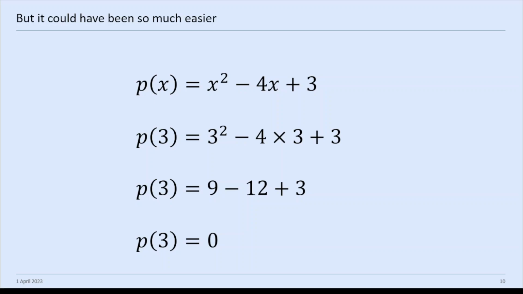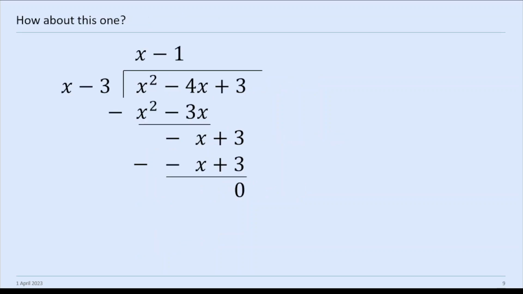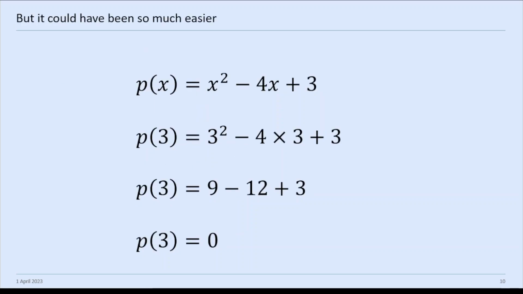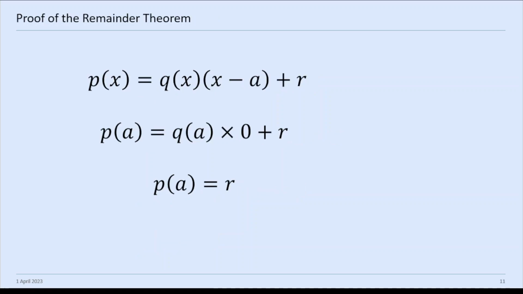So p(x) equals x squared minus 4x plus 3. We're dividing by x minus 3, so we substitute in 3. 3 squared is 9, minus 4 times 3 is minus 12, plus 3. 9 minus 12 is minus 3, plus 3 is 0.